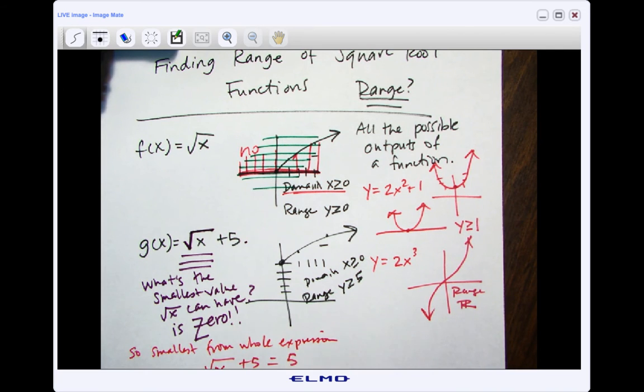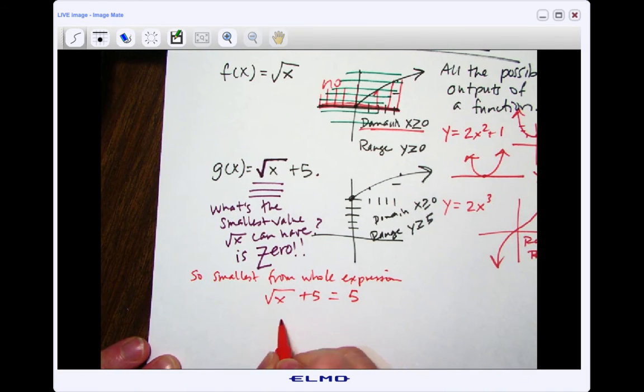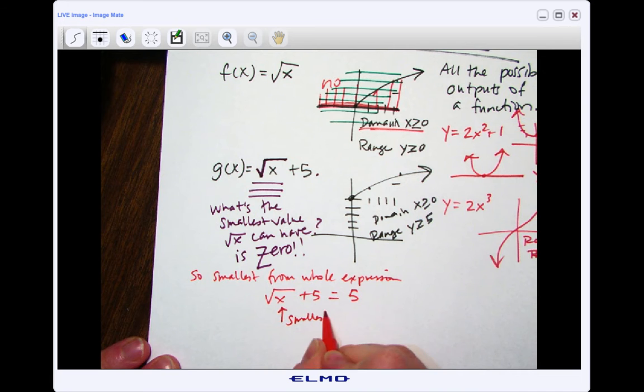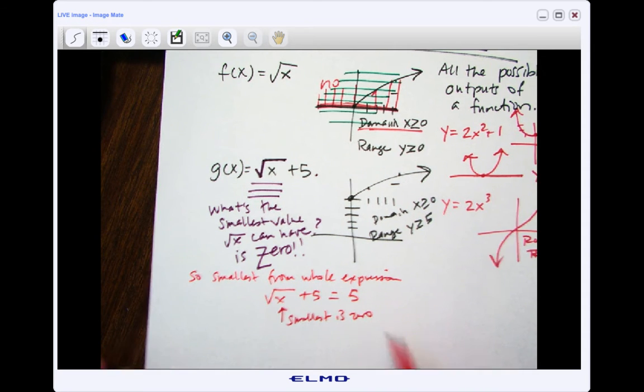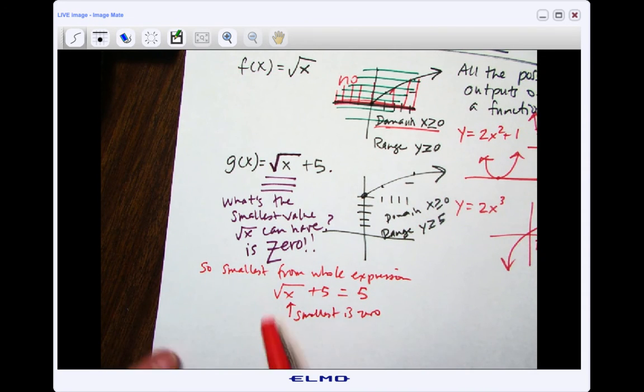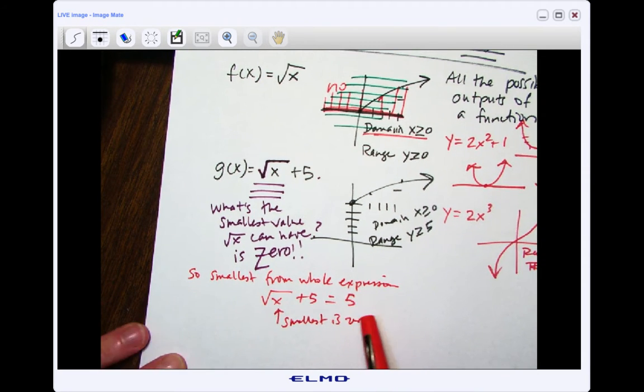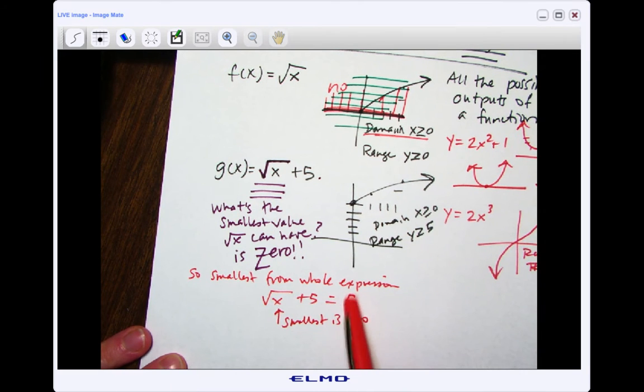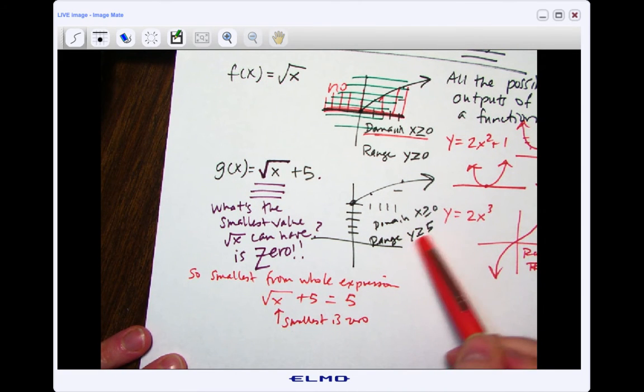is equal to 5. Does that make sense? Since this smallest is 0. So if I'm going to add 5 to the smallest number that I can, if I add it to a 0, then it would be 5. So that would mean that my smallest output would be a 5, and that's where I would get this idea.